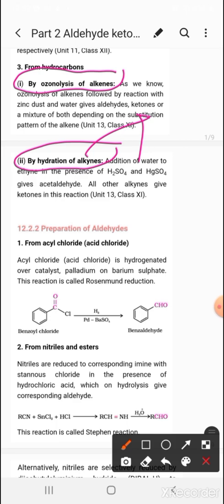Here you can add water to the alkyne in the presence of H2SO4 and HgSO4. If you add it to ethyne, you will get acetaldehyde, but if you use other alkynes then you will get ketones. Basically it is ethyne only which gives you the aldehyde. If you use other alkynes you will get the ketones in this reaction.